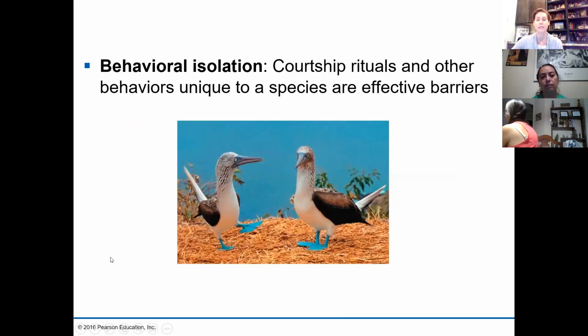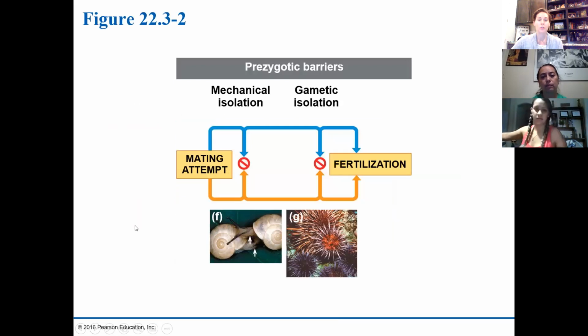And then behavioral isolation would be courtship rituals and other behaviors that are effective barriers, such as I swim, you stay on land, that kind of thing. I'm only attracted to you if you do this special little courtship thing. So those are prezygotic barriers. Mating never happens. Nothing can occur.